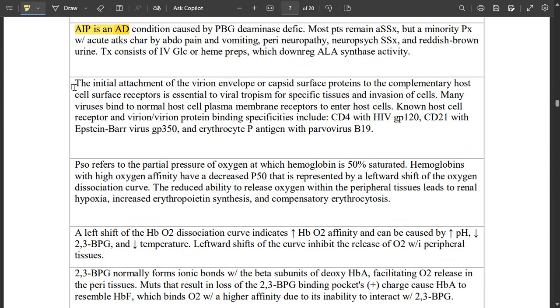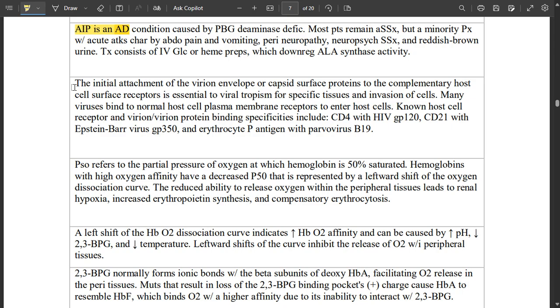The initial attachment of the viral envelope or capsid surface proteins to the complementary host cell surface receptor is essential to viral tropism for specific tissues and invasion of cells. So cell surface receptors of the host bind to viral envelope or capsid surface proteins. It is the cause of viral tropism for specific tissues and invasion of cells.